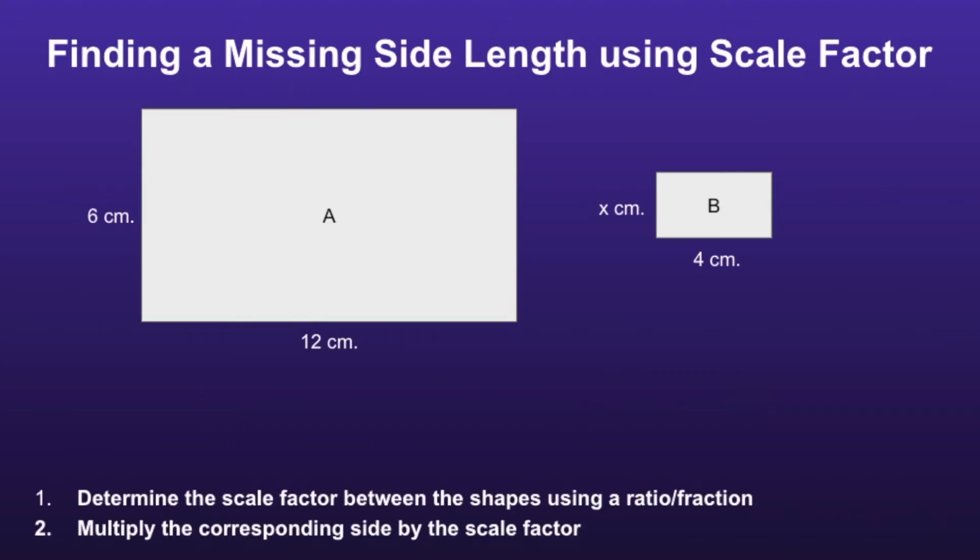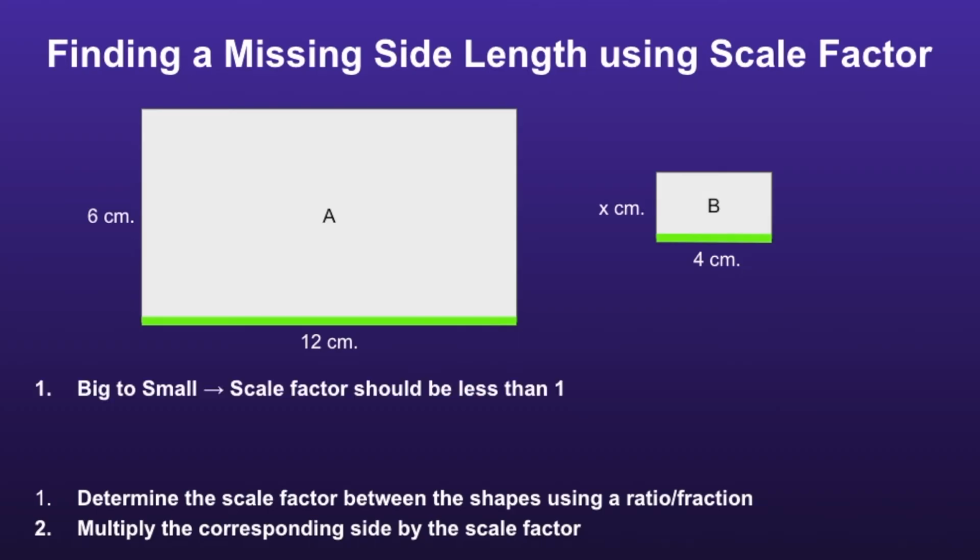Step 1. Determine the scale factor between the shapes using a ratio or a fraction. Well, we have to recognize our corresponding sides, and the corresponding sides would be the bases of rectangle A and rectangle B. Since we know we're going from a big shape to a small shape, we know the scale factor should be less than 1, which means we're going to put the smaller number as our numerator in the fraction.